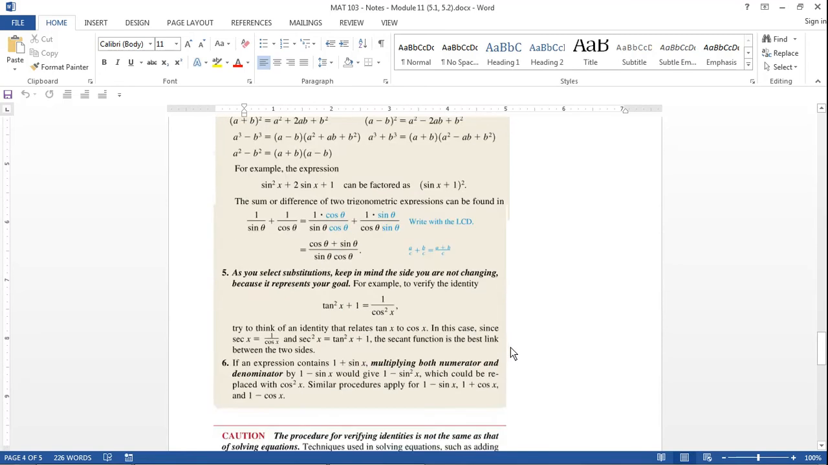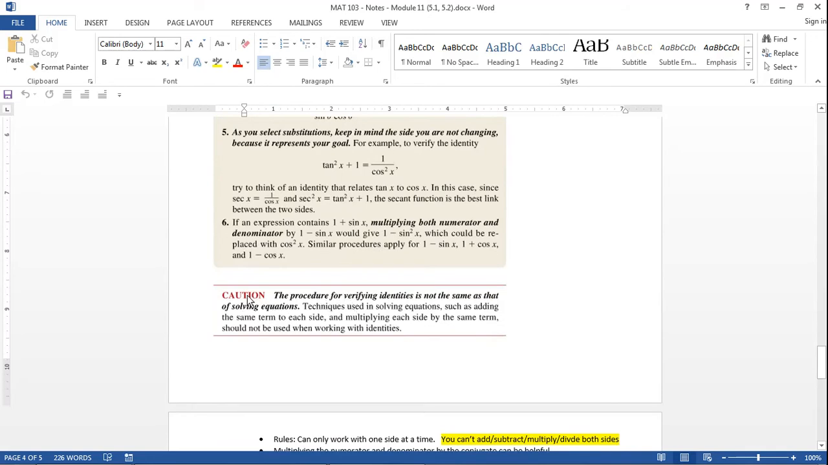But really, the one thing you have to keep in mind is that this is very different from solving an equation. We can't do something to both sides at once. Like I can't say I'm going to add 5 to both sides, or I'm going to subtract sine from both sides. You have to work with each side separately, by applying identities to just one side. And while you can work on the other side as well, you can't do anything to both sides at once.